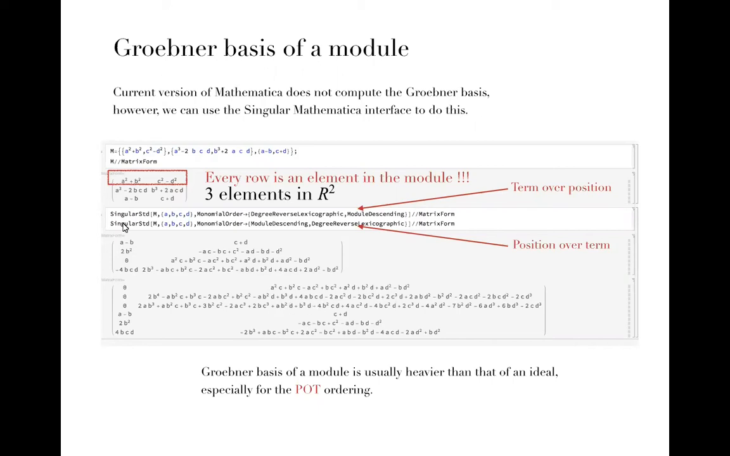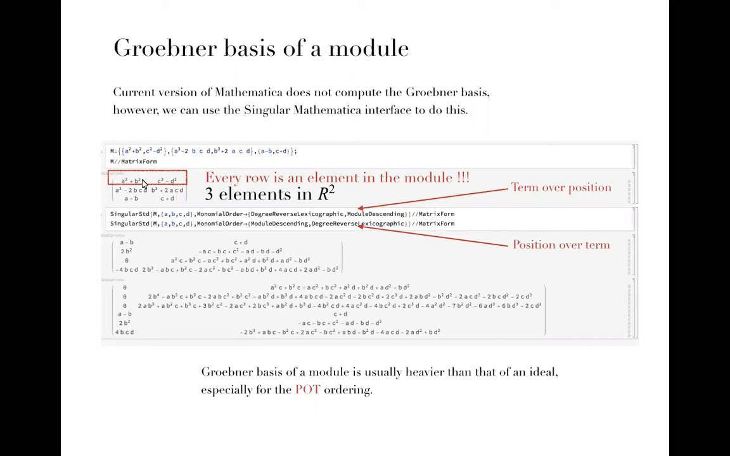But sometimes it's very useful because, for example, if you really want to get rid of this kind of E1 component, then you have to do this kind of ordering. But in general, it's a very heavy computation. Okay, so this is the Gröbner basis computation of the module.